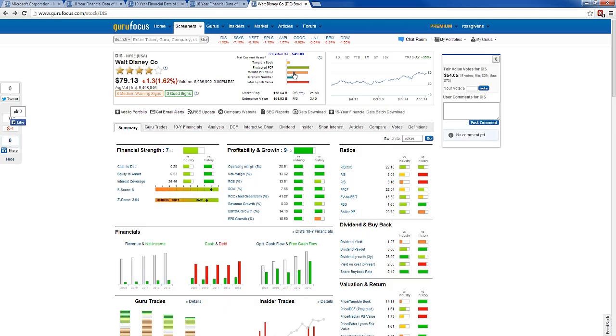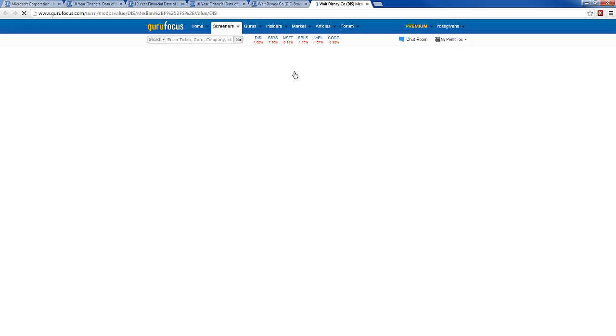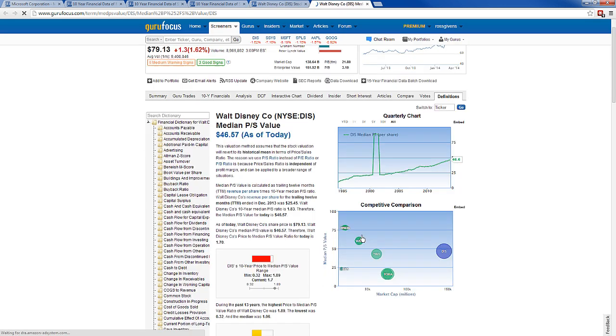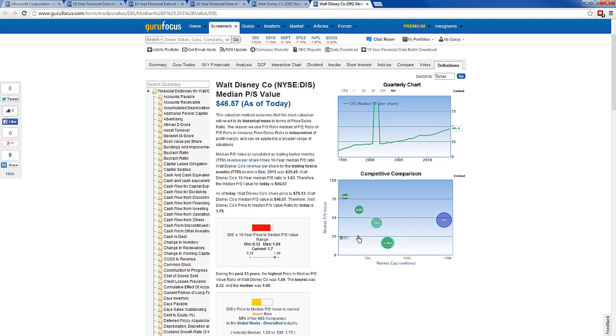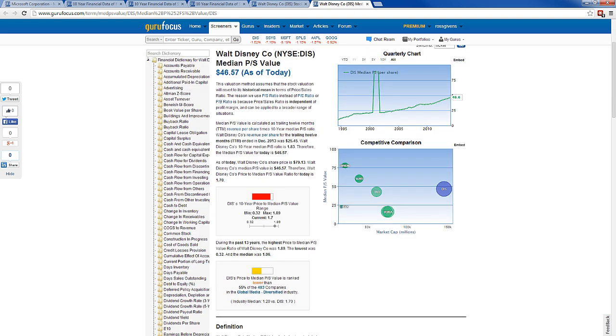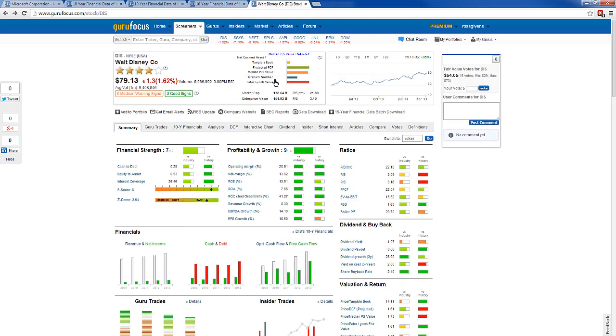Let's look at the median price to sales. It's kind of a tough one for a store like Disney, but again, we're seeing this definitely on the richer side of where it's been historically. Disney's traded between 0.3 and 1.9 or 1.7 on median price over sales. It's also right there in the middle of the industry, so just not a great deal, I don't think, based on these valuation metrics. The Graham number we know is going to be really low.